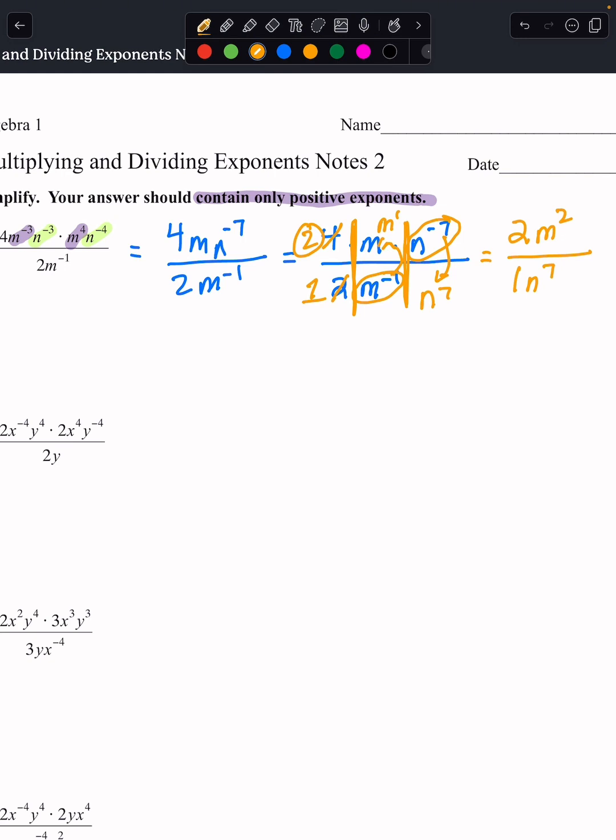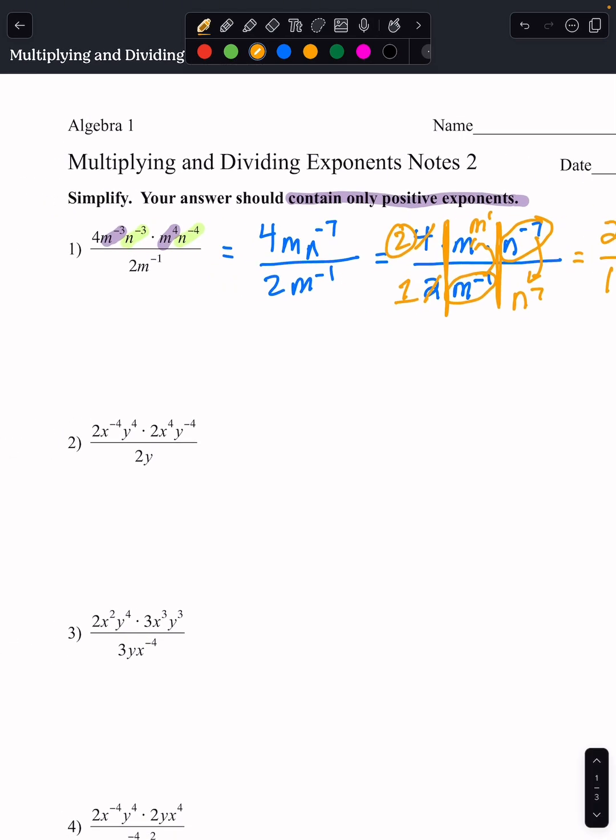Okay, so there was a lot going on. Now, if you don't like the integer idea, you can go this method. What you could do, I'm going to erase this, is say, okay, I have a 4 on the top. This m is going to drop down. This n is going to drop down. That m to the 4 is going to stay there. Oh, this n is going to drop down.